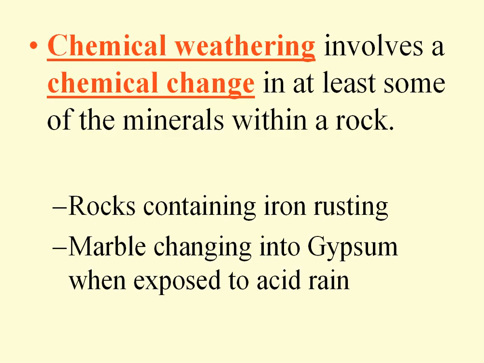What's chemical weathering? Chemical weathering involves a chemical change in at least some of the minerals within a rock. For example, rocks that contain iron rusting. That's chemical weathering that's taking place. Marble changing into gypsum when exposed to acid rain. That would be an example of chemical weathering that's happening.